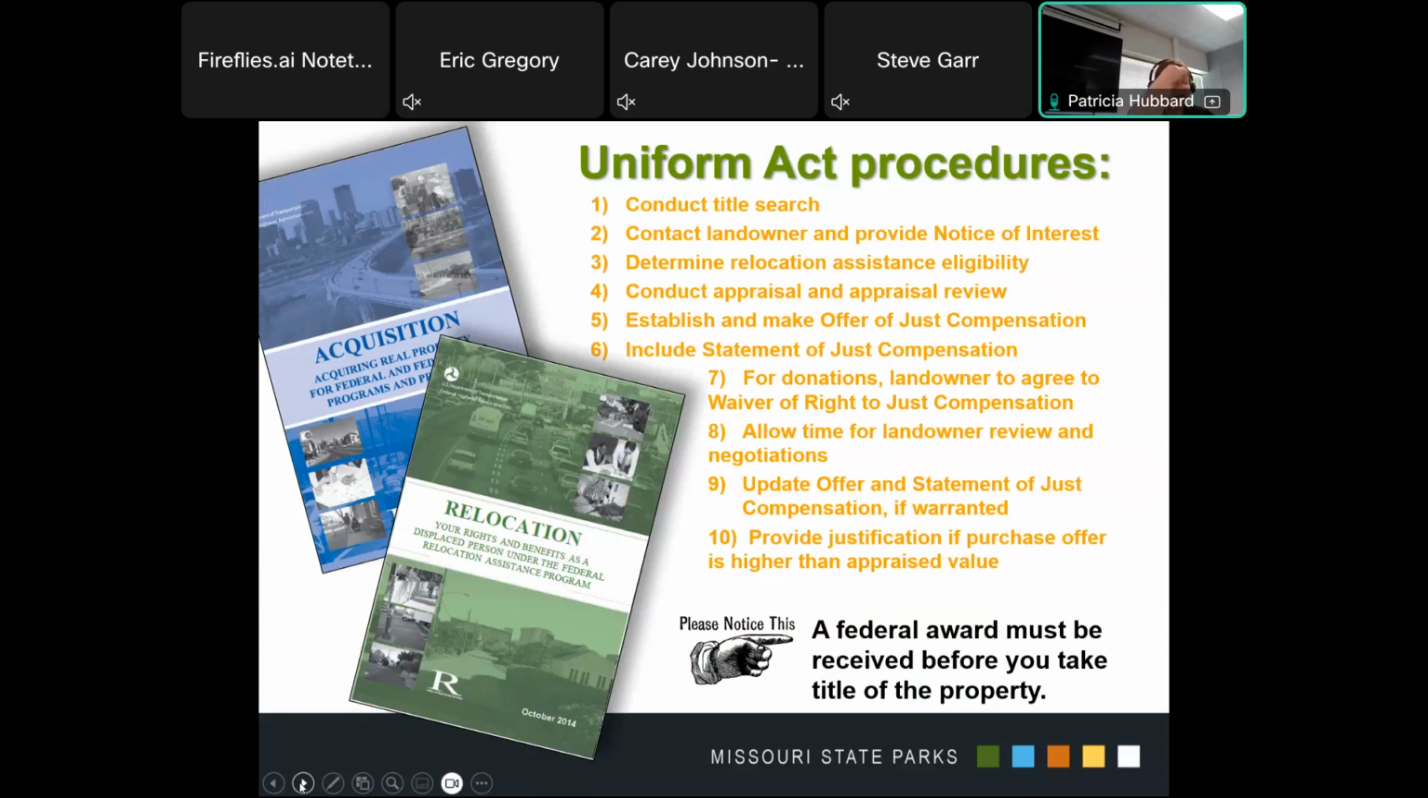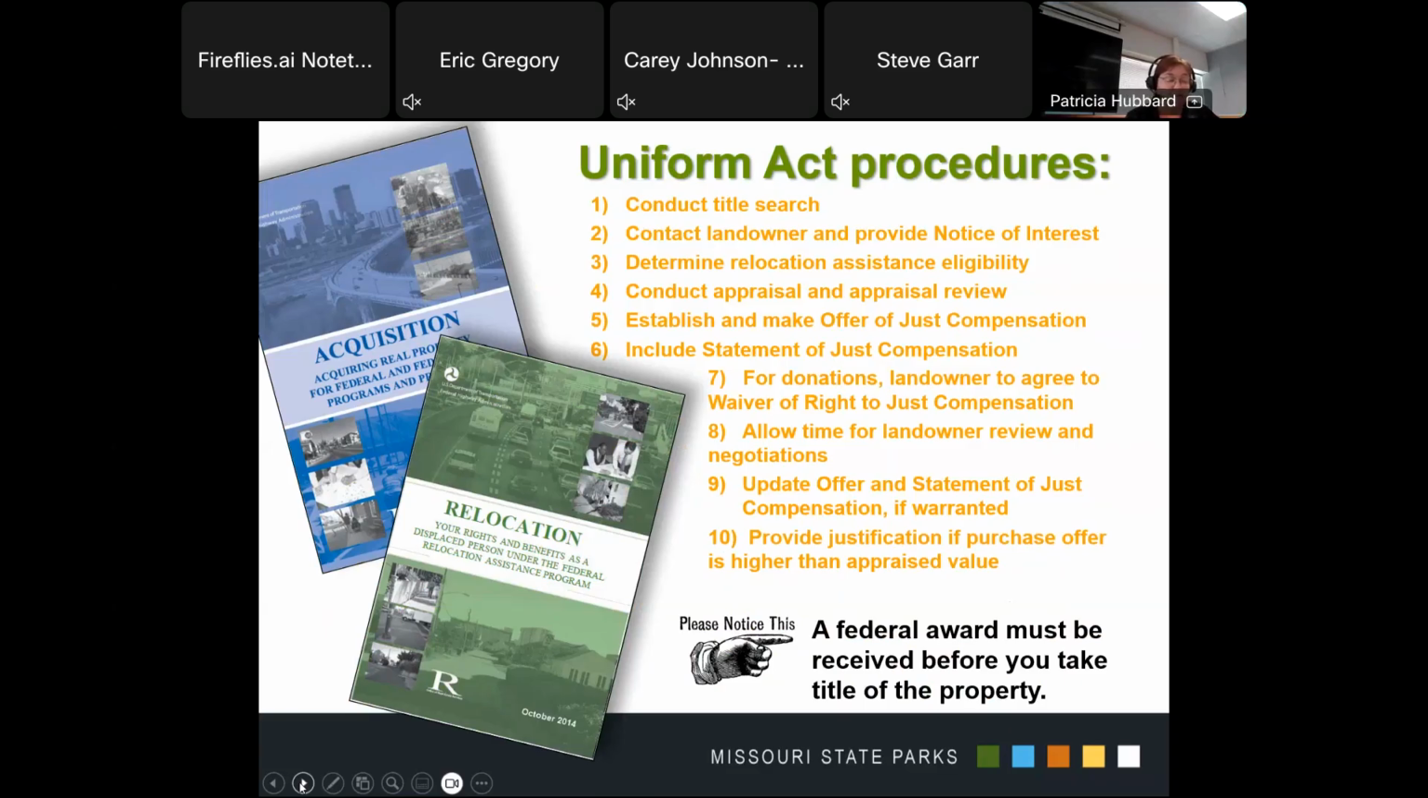Our staff does not do appraisal services. The cost of all appraisal, review appraisal, waiver evaluation, and incidental real estate expenses are not eligible costs for either reimbursement or match, and must be borne solely by the project sponsor.